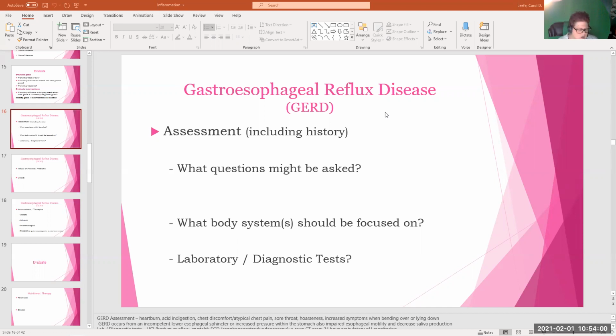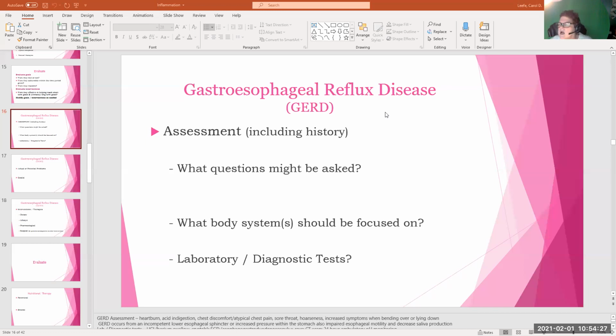If those meds don't work, there is a surgery called fundoplication where they take the gastric fundus and wrap it around the lower esophagus to narrow the opening of the LES. It can be done laparoscopically, or the open procedure is called a Nissen fundoplication, N-I-S-S-E-N.